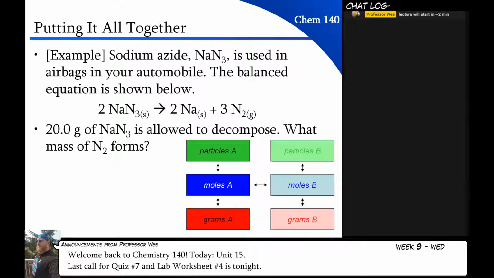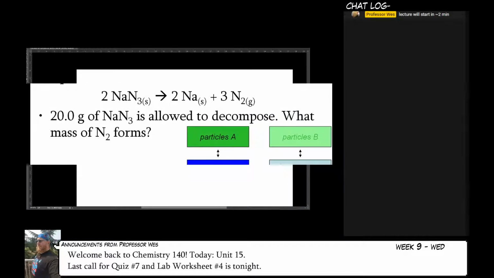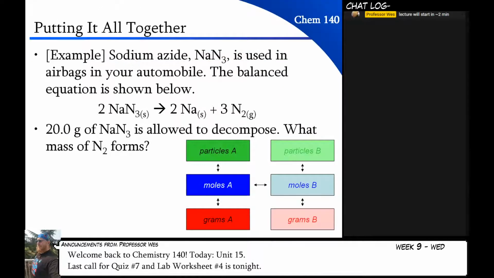And let's do that. Let me just zoom this in before I click over. Now, actually, before I do that, remember that we have this chart that's handy here. And we can identify what A and B are. So I'm giving you a mass of something. So we're going to call A sodium azide. And that goes here. I want to figure out the mass of nitrogen. So B is going to be nitrogen, and N2 specifically. So we're going to start here and end here.